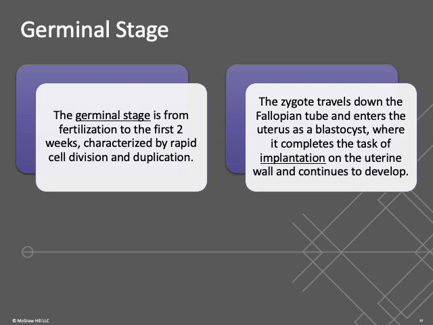The germinal stage is from fertilization to the first 2 weeks, characterized by rapid cell division and duplication. The zygote travels down the fallopian tube and enters the uterus as a blastocyst, where it completes the task of implantation on the uterine wall and continues to develop.